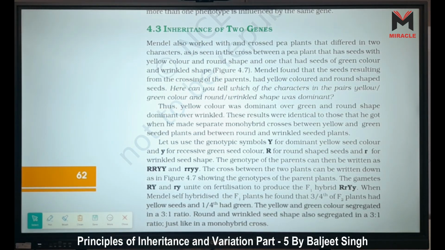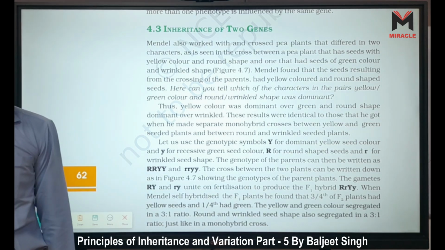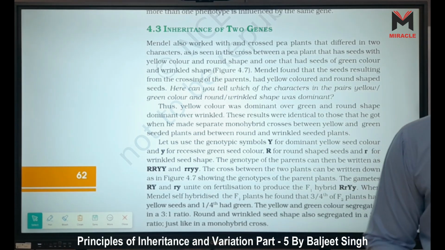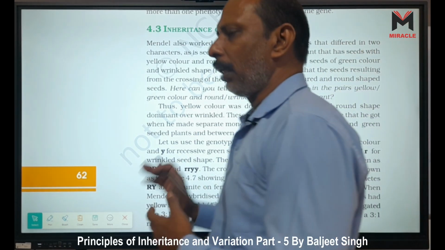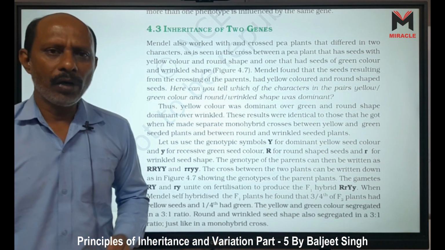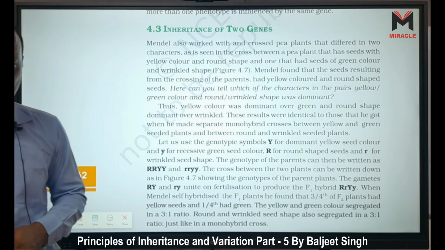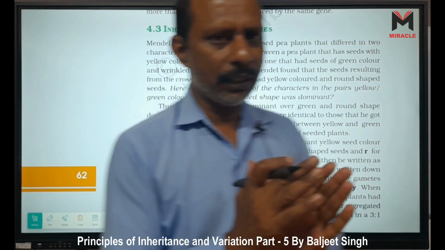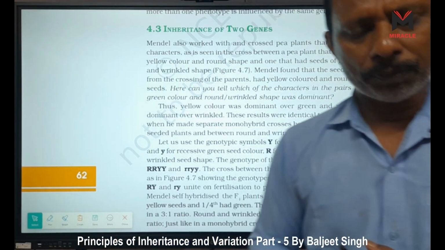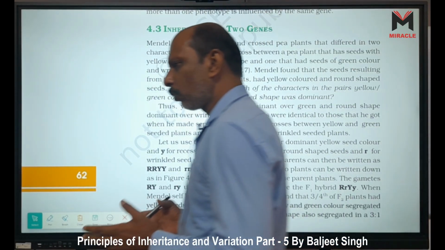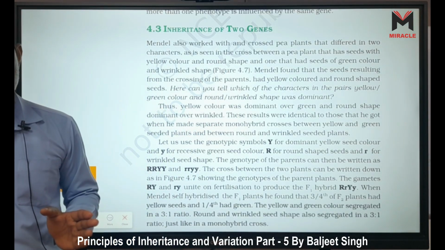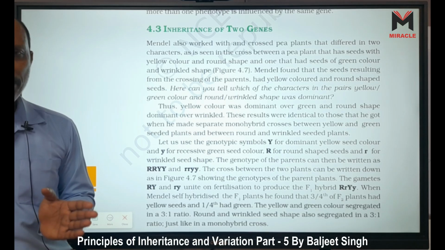Before going to the inheritance of two genes, another example of a pleiotropic gene is also here. As for example, sickle cell anemia. Sickle cell anemia means one phenotype is that the RBCs become sickle-like in structure. That is the main characteristic of this gene. Another is that it forms resistance against malaria. Right? Sickle cell anemia means malaria.